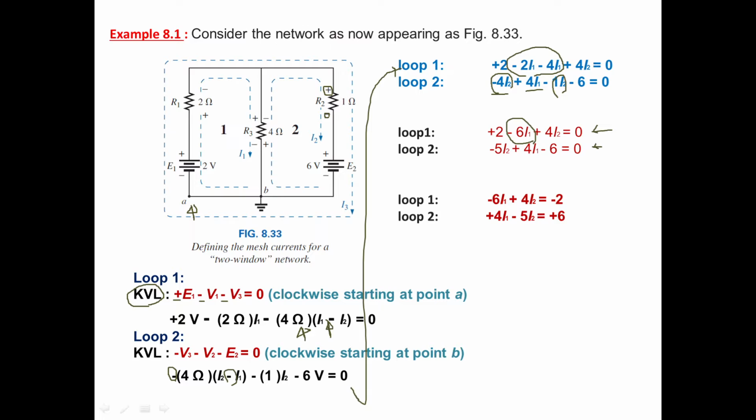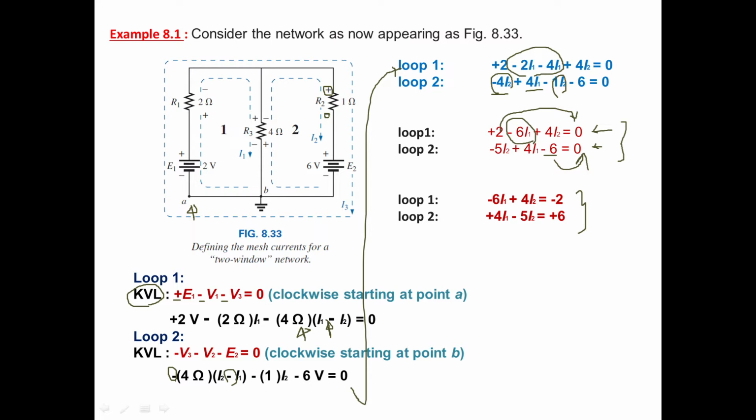Now this equation is not in standard form. What do we mean by standard form? Standard form means the constants have to come to the right side of the equal to sign. So please bring this plus 2 to the right side of the equal to sign, and it becomes minus 2. Bring this minus 6 to the other side of the equal to sign, and it becomes plus 6. Now we have these two equations in standard form.